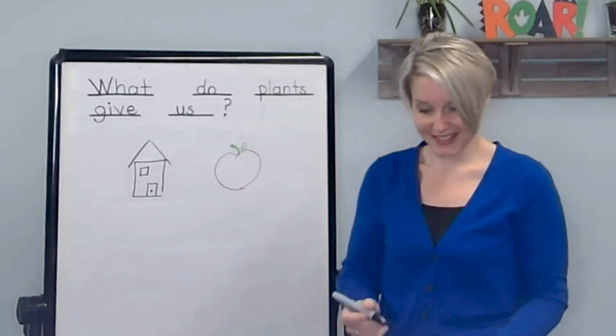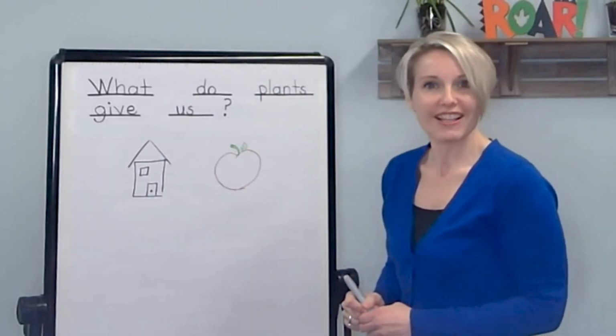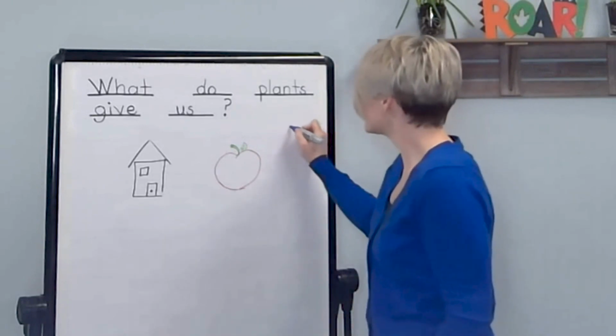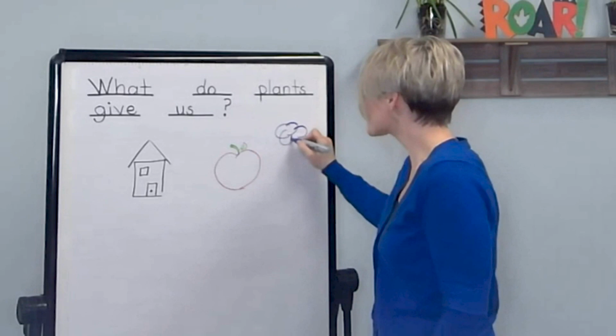There's my house. We also said plants give us clean air. I'll just draw a cloud to show the air. You could add a tree or flowers to your picture if you wanted to.